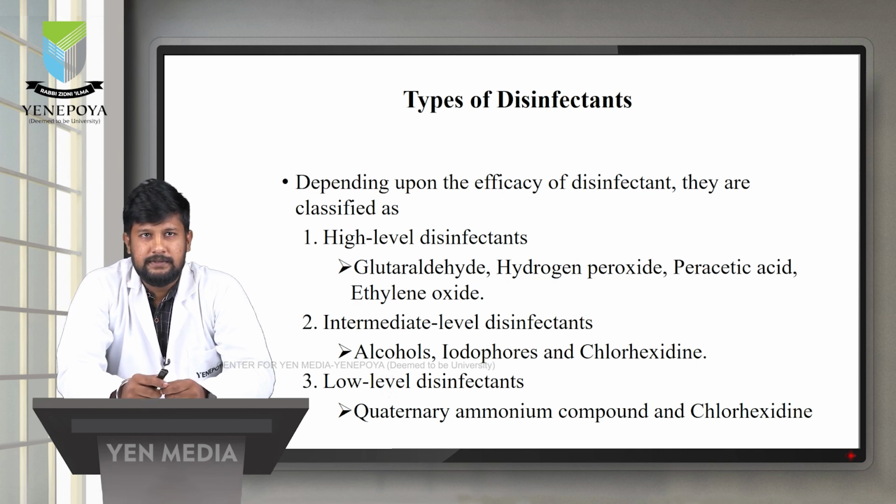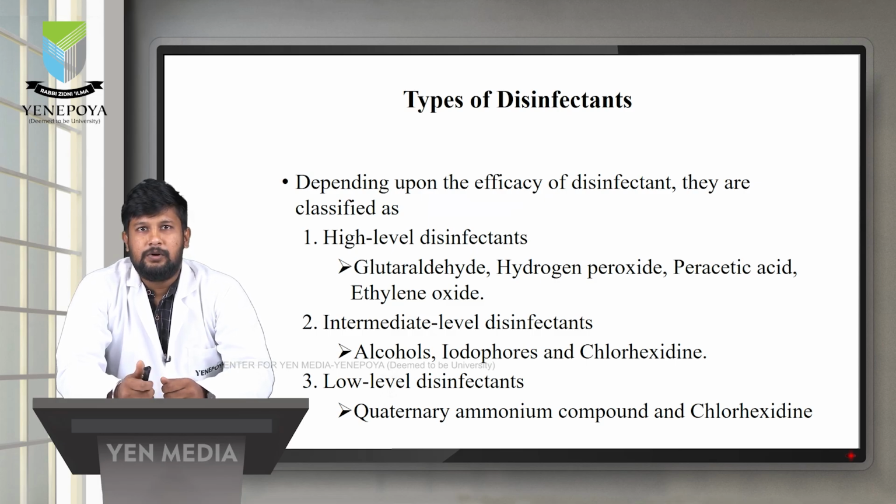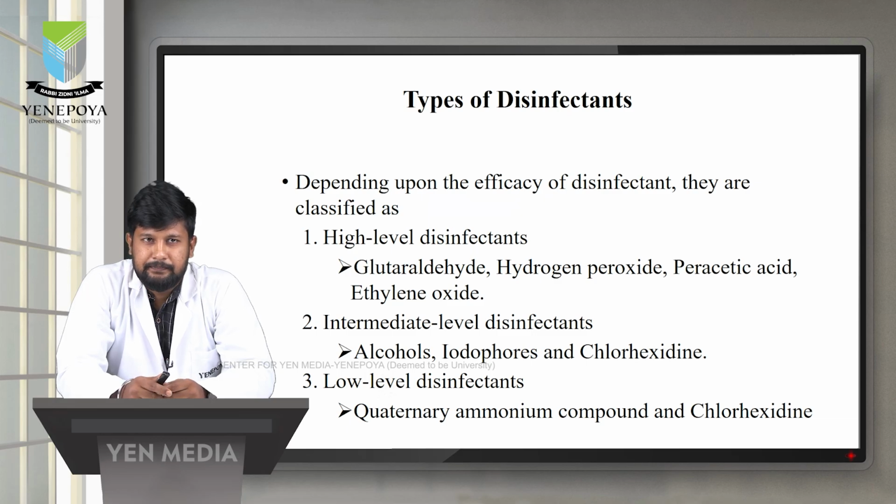Types of disinfectants. Depending upon the efficacy of the disinfectant, they are classified as high level disinfectants, intermediate level disinfectants, and low level disinfectants. Under high level disinfectants: glutaraldehyde, hydrogen peroxide, peracetic acid, and ethylene oxide. Under intermediate level disinfectants: alcohols, iodophores, and chlorhexidine. And under low level disinfectants: quaternary ammonium compounds and chlorhexidine.